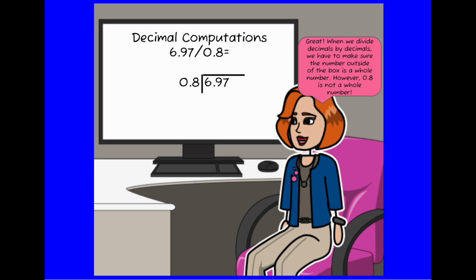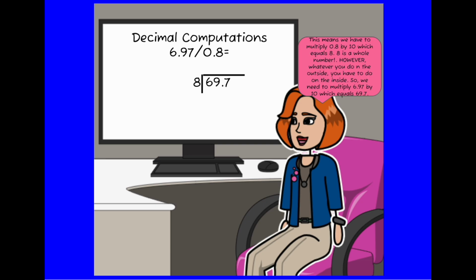Great. So now, when we divide decimals by decimals, we have to make sure the number outside of the box is a whole number. However, 8 tenths is not a whole number. This means we have to multiply 8 tenths by 10, which equals 8. 8 is a whole number. However, whatever you do on the outside, you gotta do on the inside. So we need to multiply 6 and 97 hundredths by 10, which eventually equals 69 and 7 tenths.